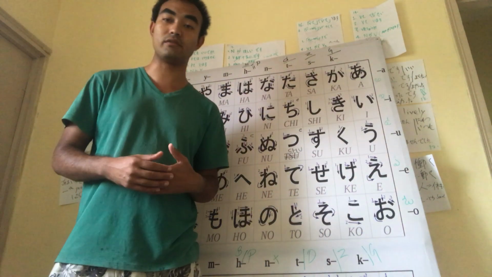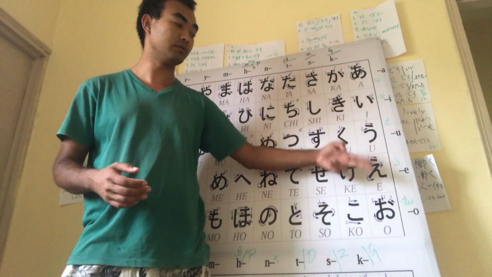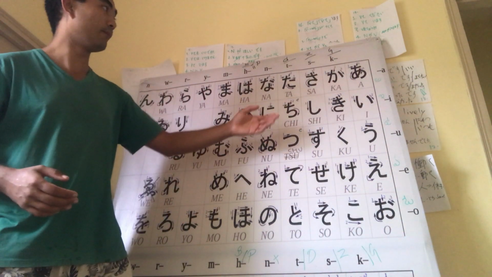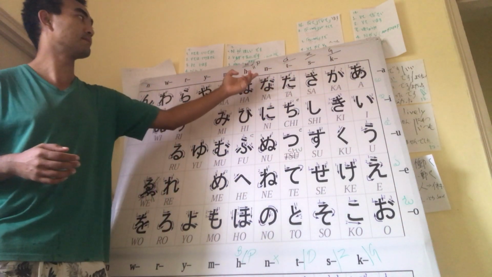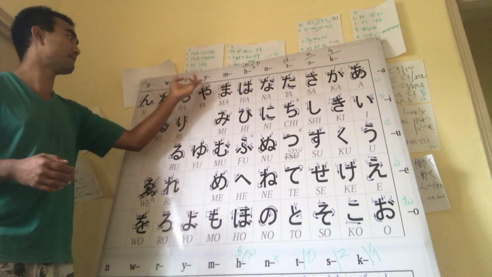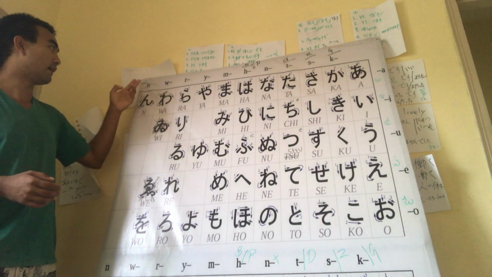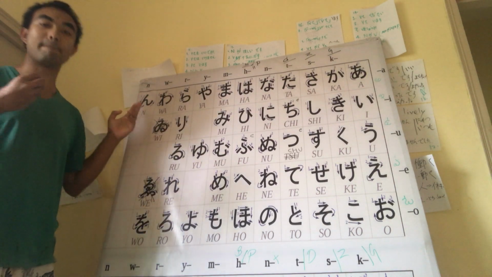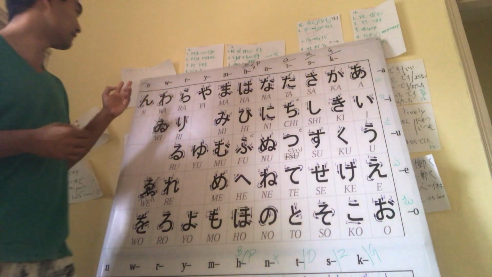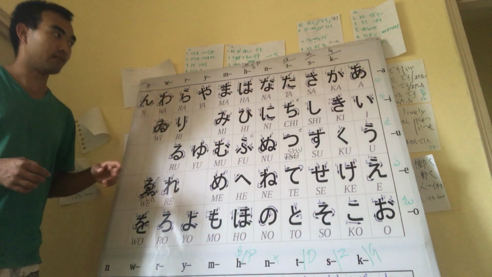There are five vowels, as you know: a, i, u, e, o. And the sounds are ka, sa, ta, na, ha, ma, ya, ra, wa, and n. So this is not a sound, it's a sound of a nose. Like you close your mouth and say it, so it becomes this sound. Right?